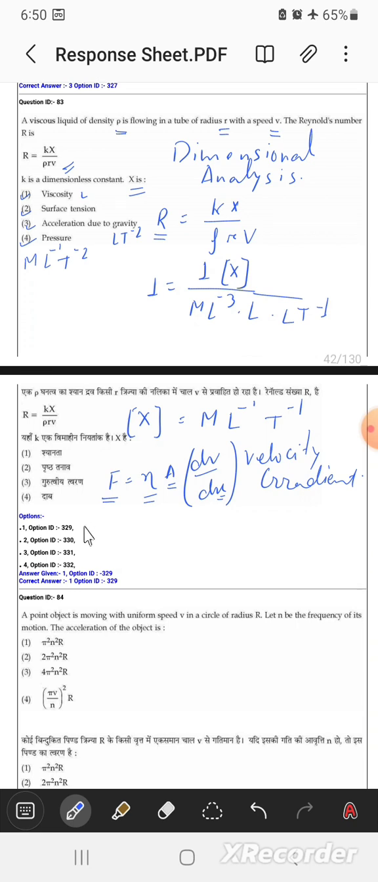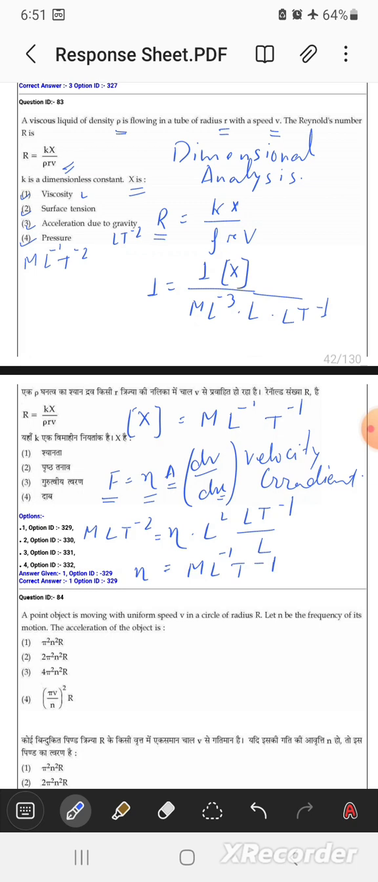So dimensionally force will be M L T to the power minus 2. Eta we have to find out. The dimension of A, that is area, is L square. For dv, that is velocity, the dimension will be L T to the power minus 1, and for dx it will be L. So finally eta will become, after calculation, M L to the power minus 1 T to the power minus 1.